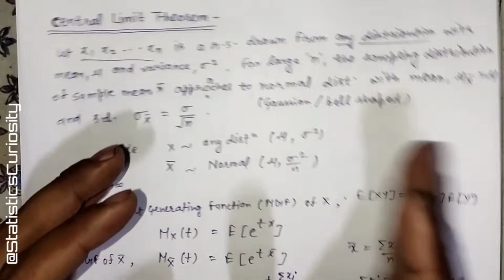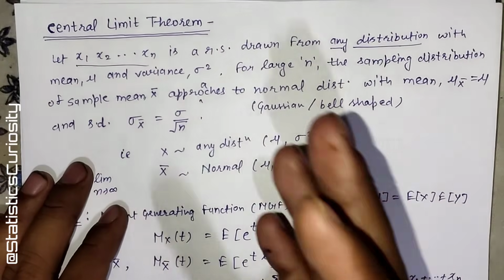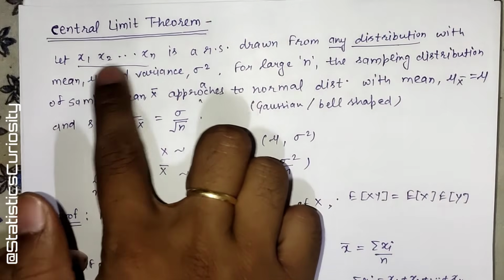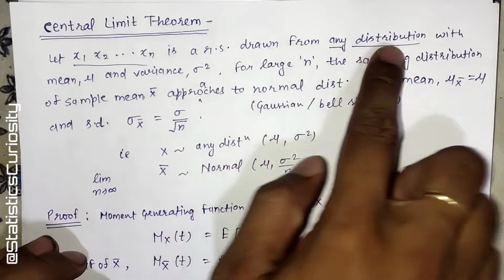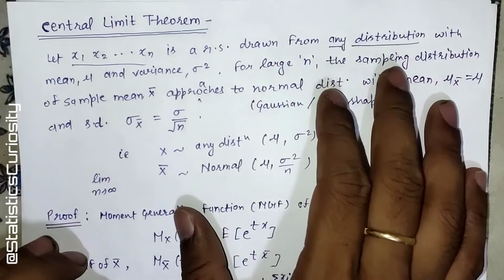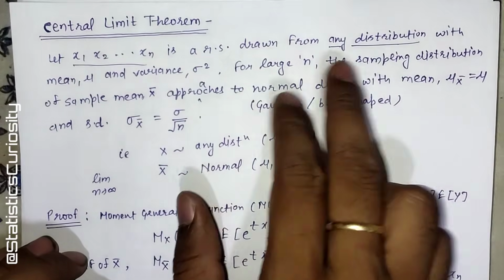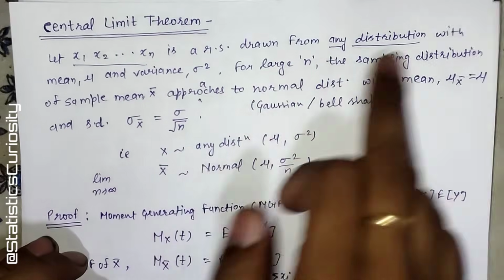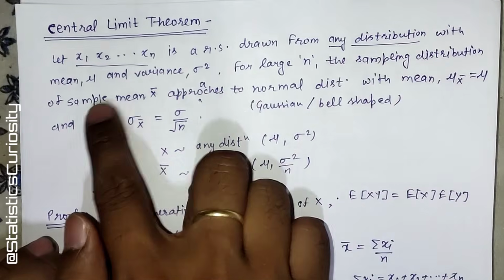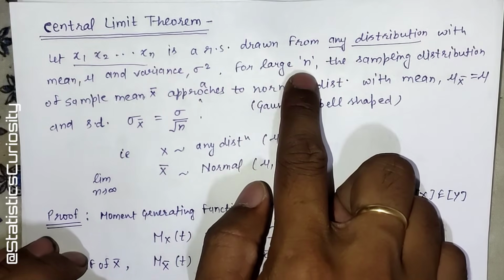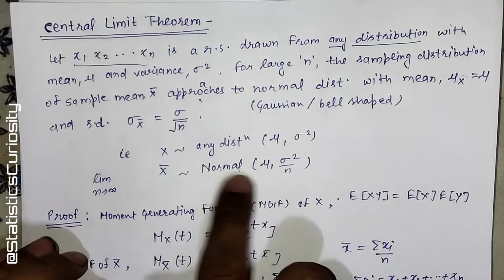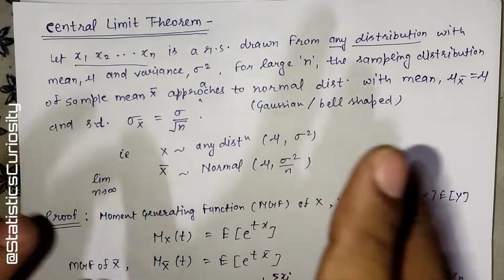Now let's summarize what the central limit theorem was and how we proved it. The central limit theorem states that a random sample of size n is drawn from any distribution. We do not know the parametric form of the parent population. We only know the mean mu and variance sigma square of that distribution. Then for large n, the distribution of x bar will be normal with mean mu and variance sigma square divided by n.